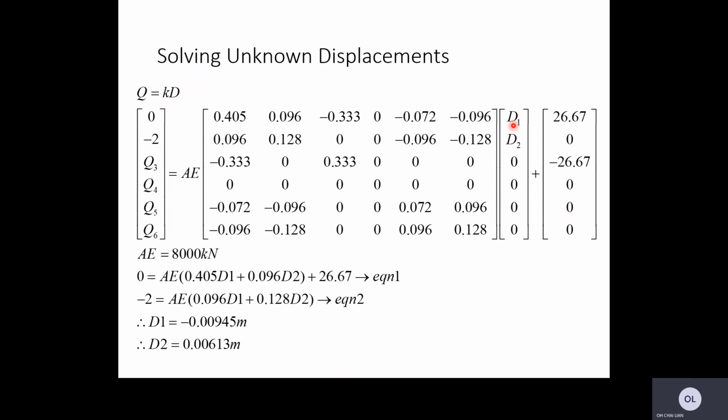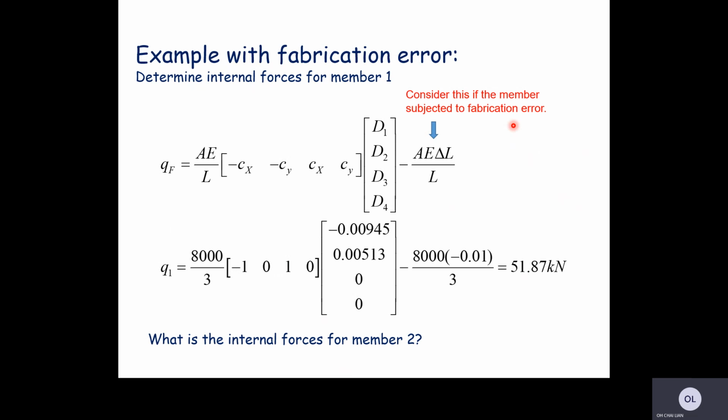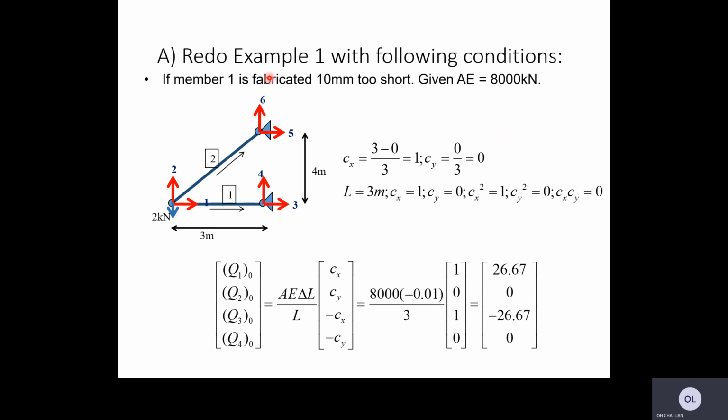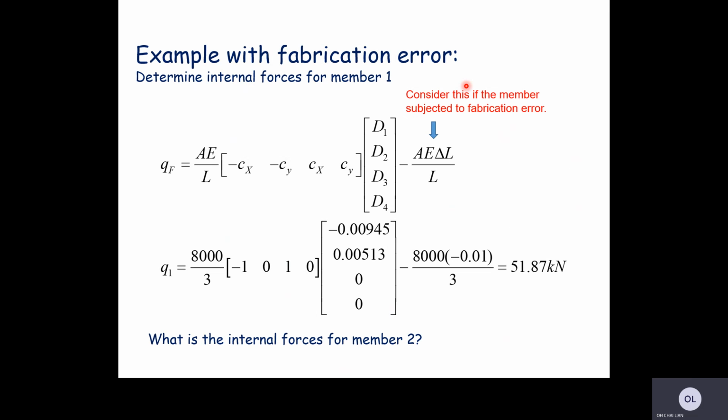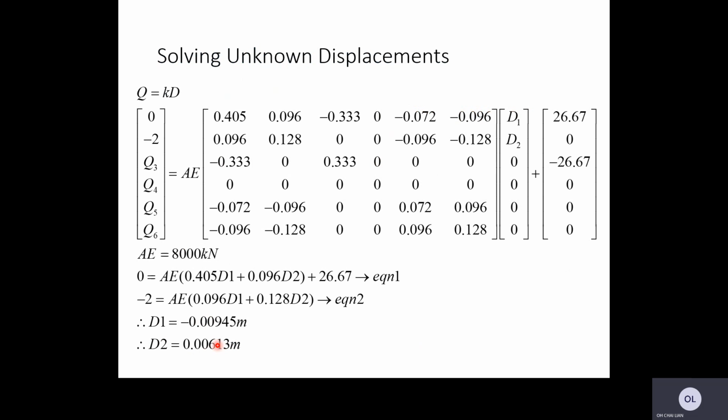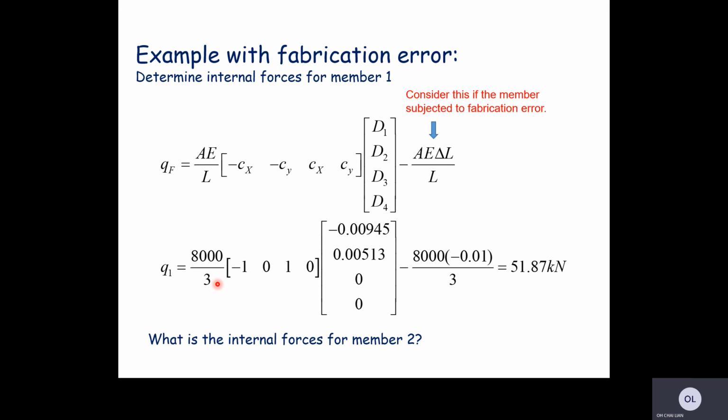Here I will show you what to do if you need to determine the internal forces for member 1. Remember, member 1 is subjected to fabrication error, so we need to add this term. This is the internal forces equation from earlier, and we just modify it by adding this fabrication error. Remember, it's negative, so it will be AE delta L, negative 0.01, and the length 3. The D1 and D2 you obtain from the solution here. So you can get back your Q1.